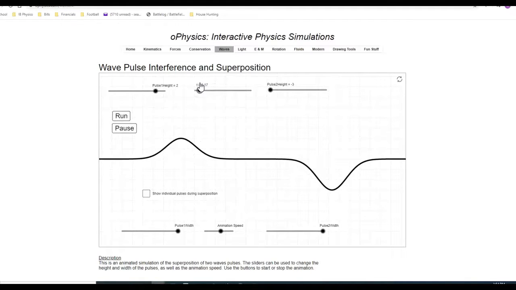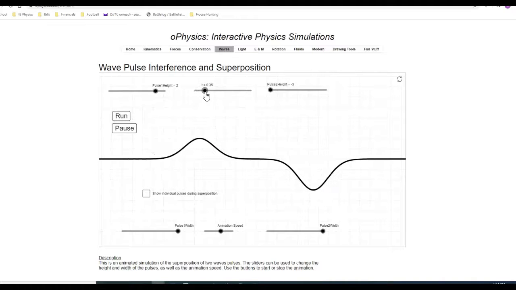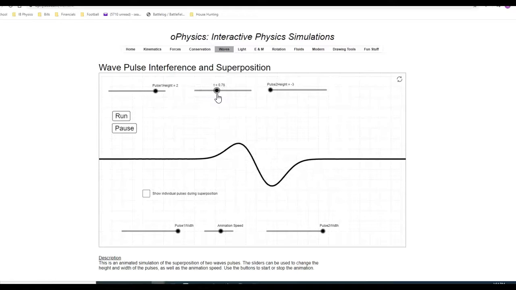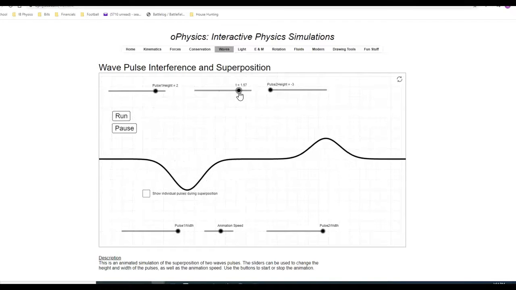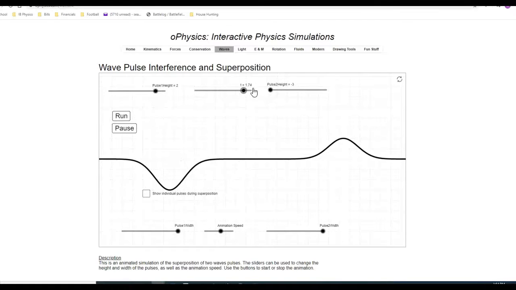Now the trick to doing superposition with waves is understanding that this wave pulse on the left, because it's going up, has a positive value. And this wave pulse on the right, because it's going down, has a negative value. So when they overlap, you get superposition. They're kind of canceling each other out because you have a positive and a negative wave. Now, it doesn't have to be that way. I can make them both have a positive value like this.